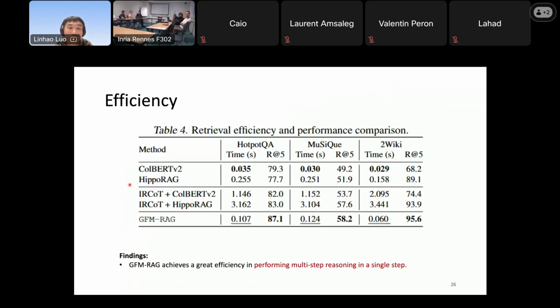And here we show the efficiency of our method. We have talked about the existing multi-step frameworks, which require the LLM to do multi-stage retrieval and decision making. So it leads to very high retrieval times. Our method is purely based on utilizing the graph neural network to conduct multi-hop reasoning on the graph structure, so it is more efficient than existing LLM-based multi-step methods. So we can achieve great efficiency in performing multi-step reasoning in a single step.